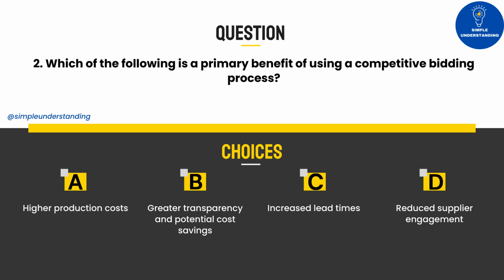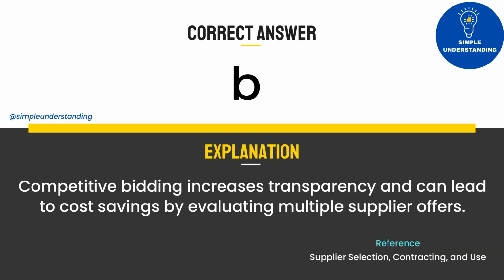2. Which of the following is a primary benefit of using a competitive bidding process? A. Higher production costs. B. Greater transparency and potential cost savings. C. Increased lead times. D. Reduced supplier engagement. Correct answer B. Explanation: Competitive bidding increases transparency and can lead to cost savings by evaluating multiple supplier offers.